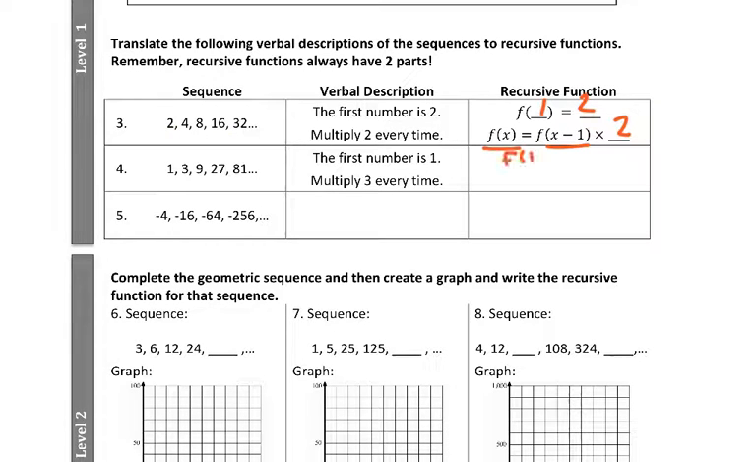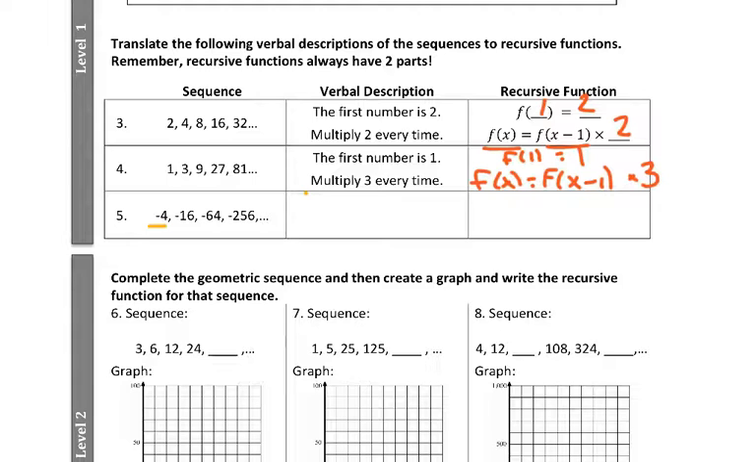Alright, so for question 4, the first number is 1. We would write that f of 1 equals 1. Then f of x equals f of x minus 1 times 3.